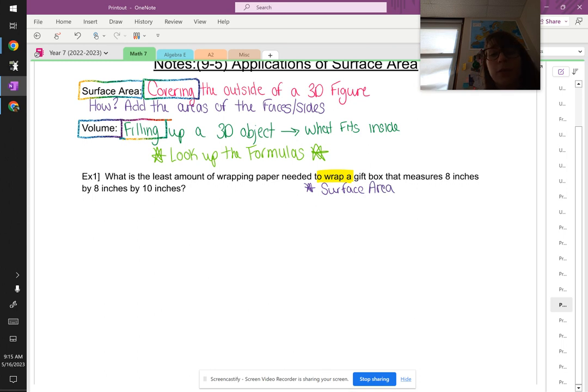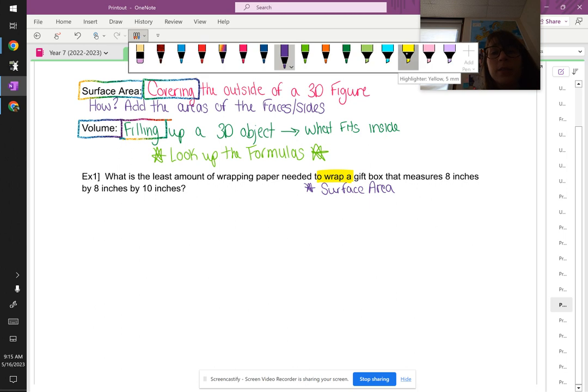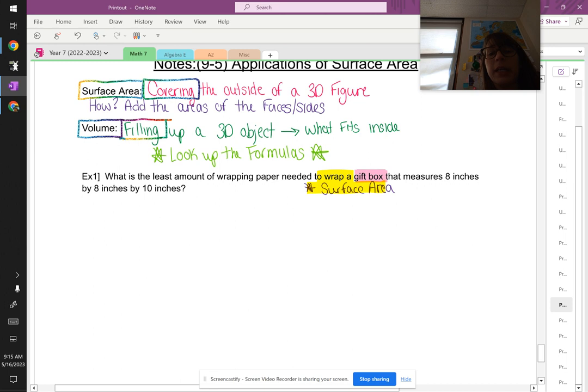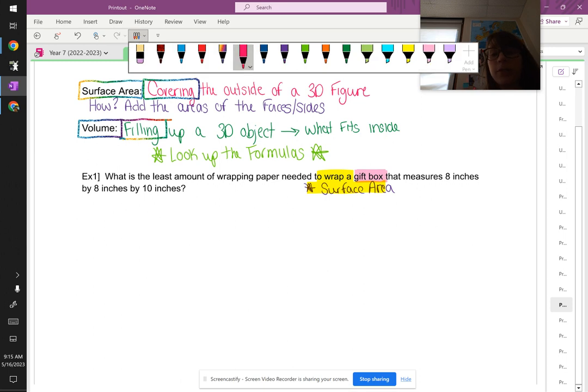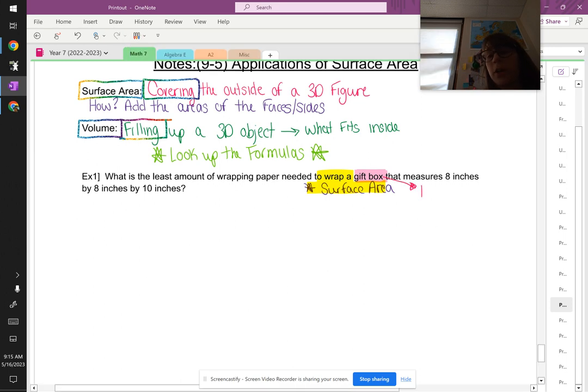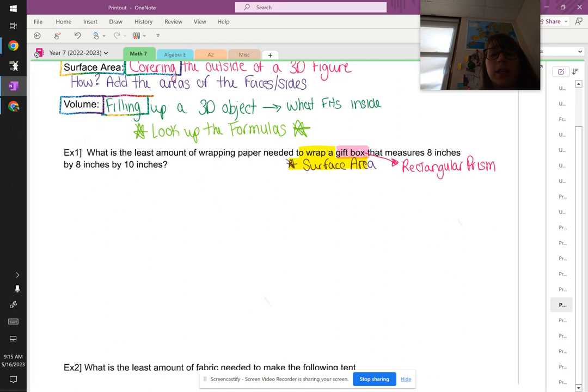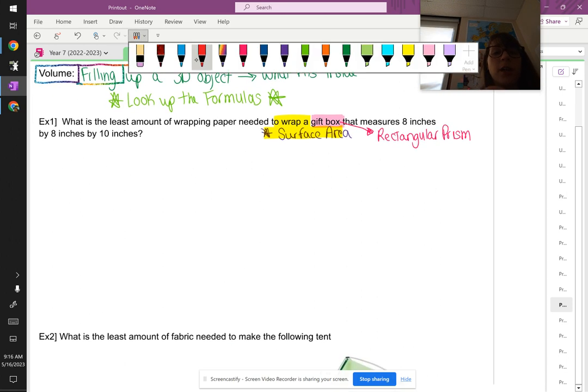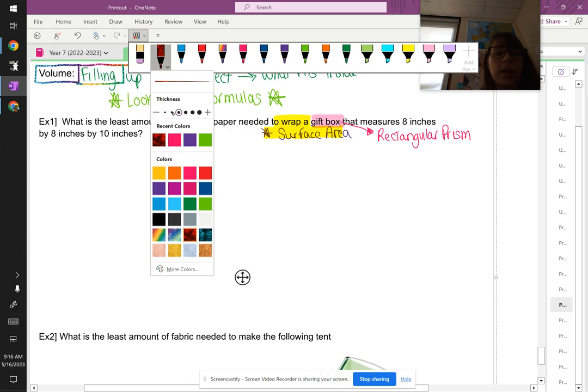Wrapping tells me surface area. Next piece that we get to is the fact that we're talking about a gift box. A gift box is just another name for a rectangular prism. Kind of stinks that this example doesn't have a diagram for us to deal with, but there's no reason that you can't make a diagram of your own.